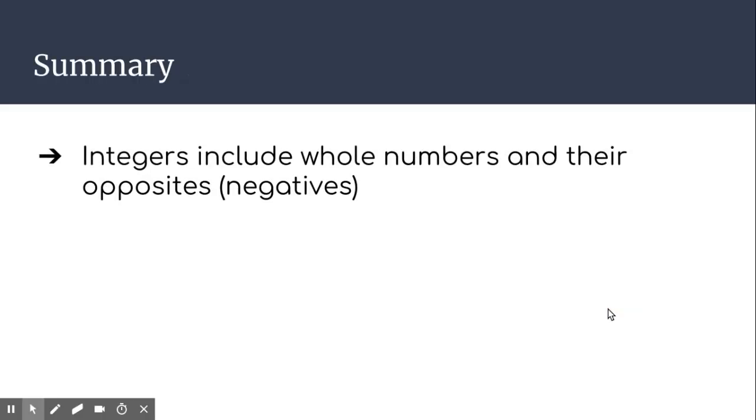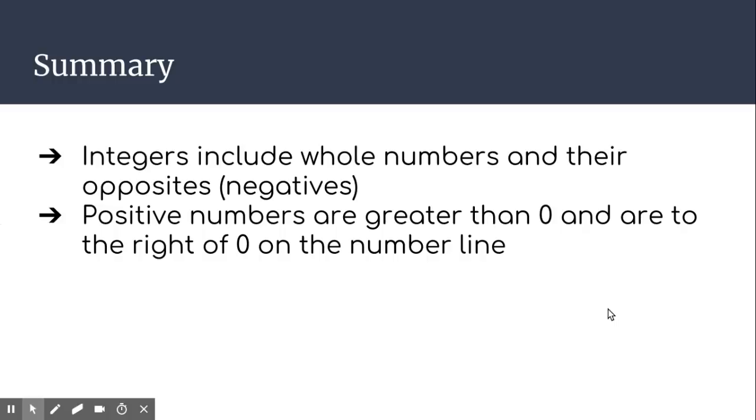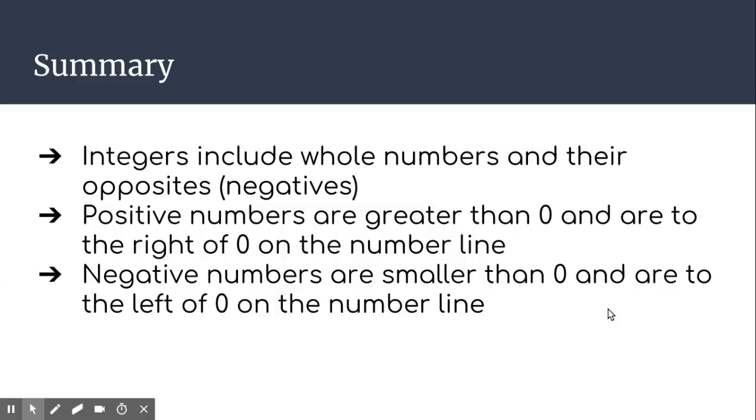So in summary, first off, integers, they do include the whole numbers and their opposites, which we call negatives. The number line has the positives. They're all greater than 0, and we use them to refer to something that is bigger than 0, and they end up on the right of the number line. On the left side of the number line are my negative numbers. These negative numbers are smaller than 0, and they again are on the left.